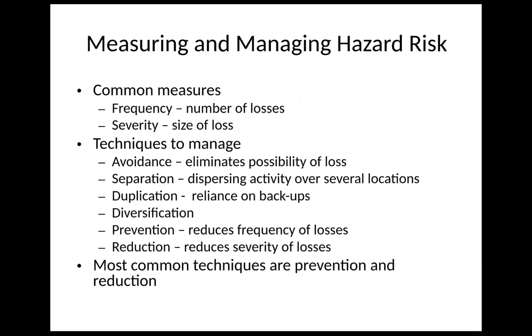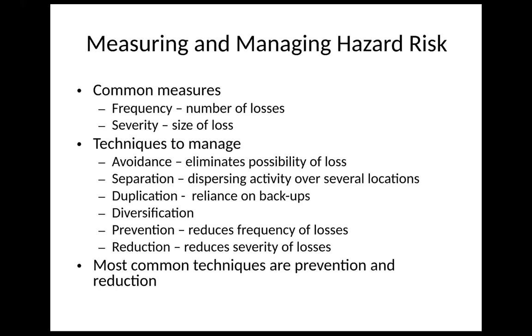And then the other aspect is techniques that we can use to manage hazard risk. And this list is a little bit longer when we talk about avoidance or we can retain it. These are specific to hazard risk. So we can avoid a certain type of hazard risk, which eliminates the possibility of loss. Separation, which is dispersing activity over several locations. If we have a manufacturing plant, we maybe don't want them in the same state. We want to separate those activities.